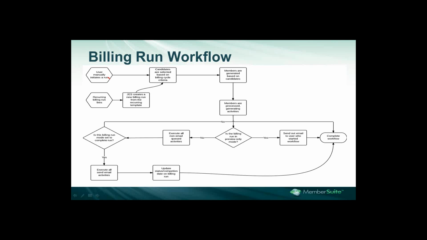Okay. So the candidate record is the record that is actually being billed, but the member is the person who owns the candidate. So if MemberSuite was being subject to corporate billing, there might be 5 employees who had memberships who were about to expire, but only MemberSuite is the member of the billing run.